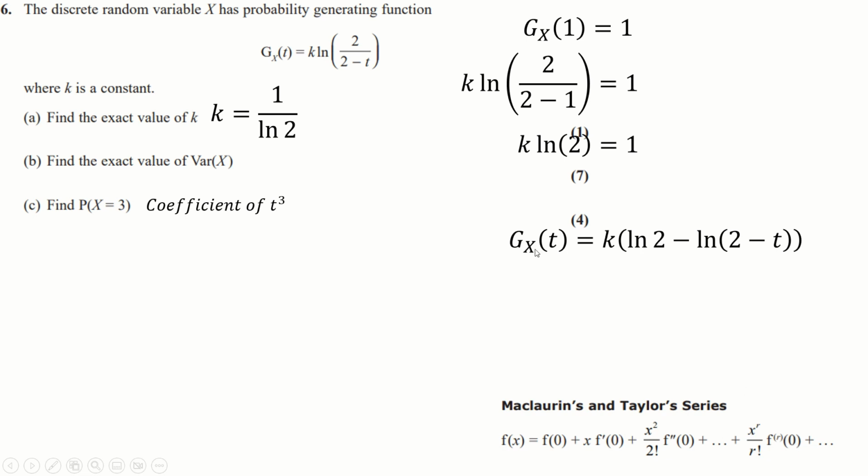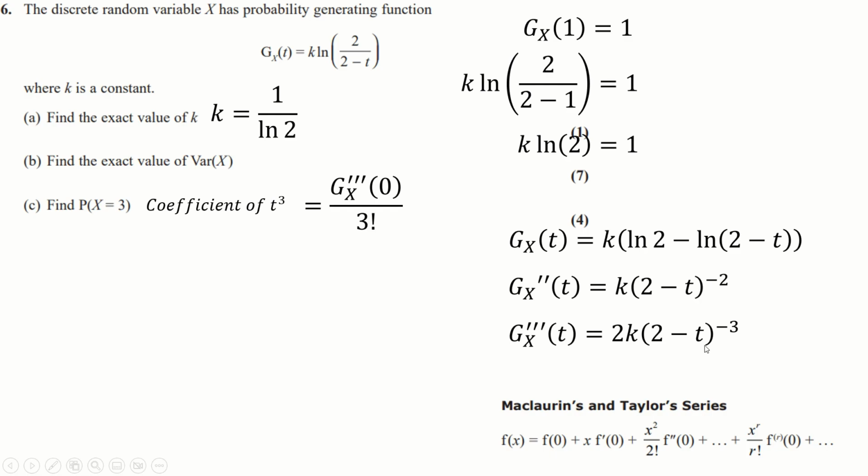So let's differentiate this 3 times. Now we've already done it twice, and let's do it again. So the minus 2 comes to the front, becomes a minus 3, times by minus 1, and that cancels there, and we get this. Evaluate that at 0. 2 minus 0 is 2, to the power minus 3 is an eighth, times 2 is a quarter, so we get k over 4.